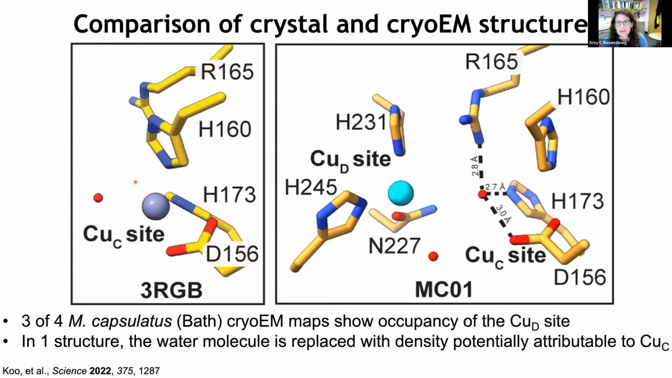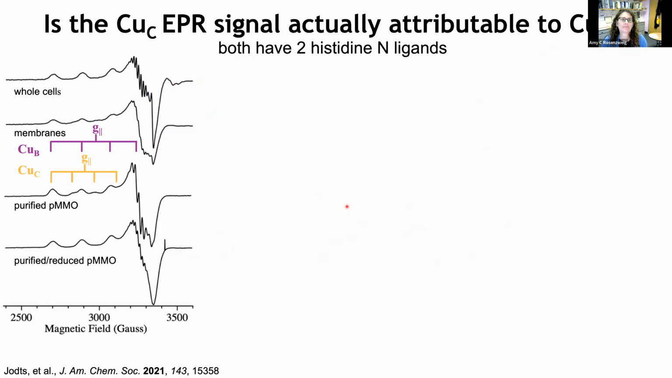But the thing is, the ligands are almost the same. So for copper C, we have 2 histidines and an aspartic acid. And for copper D, we have 2 histidines and an asparagine. And using EPR and ENDOR with Brian's lab, we were able to see that there are 2 histidine ligands, but that doesn't help us differentiate.